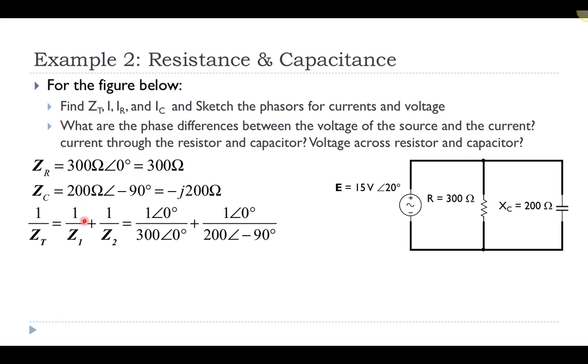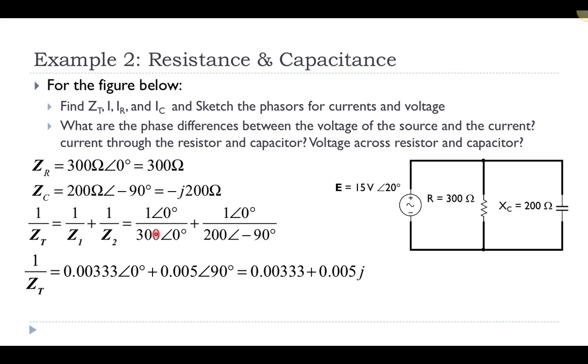So 1, of course, is just a real number, and that's the same thing as 1 with an angle of 0 for both of these at the top. And then I'm putting in the components at the bottom. In order to figure out what these values are, I'm going to have to use division. So I need to write down what 1 over 300 with phase angle of 0 is, and then 1 over 200 with the top phase shift of 0, and then minus 90.